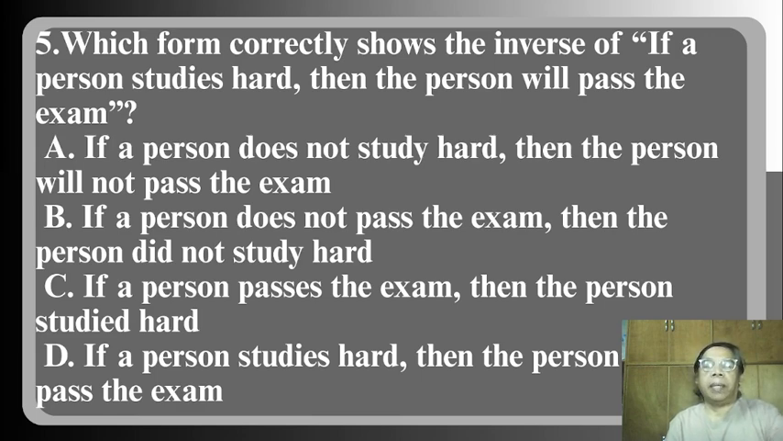Letter B. If a person does not pass the exam, then the person did not study hard. Letter C. If a person passes the exam, then the person studied hard. Letter D. If a person studies hard, then the person will pass the exam.